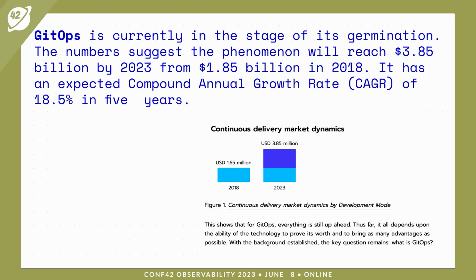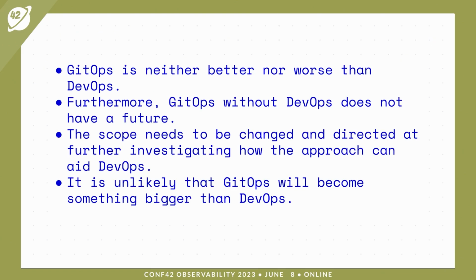So you can see the numbers. It is totally a good investment of your time if you are already doing DevOps. The recommendation is just to learn another tool. I mean, it can be tough because you already handle a lot of tools, but GitOps is going to be part of it. Sometimes people ask if this is going to replace DevOps. It's not a replacement, it's a companion. GitOps is neither better nor worse than DevOps. GitOps without DevOps does not have a future. So you need DevOps to do GitOps.